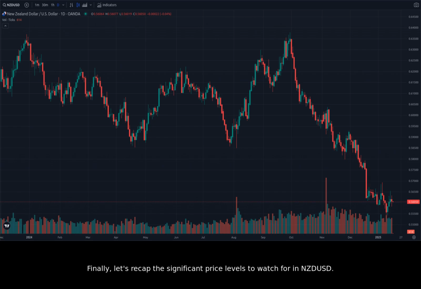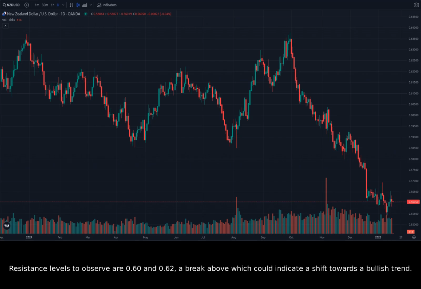Finally, let's recap the significant price levels to watch for in NZDUSD. The 0.585 level remains a crucial support level in the short term. A break below could signal further losses. In the medium term, the 0.57 level may provide another layer of support. Resistance levels to observe are 0.60 and 0.62, a break above which could indicate a shift towards a bullish trend.